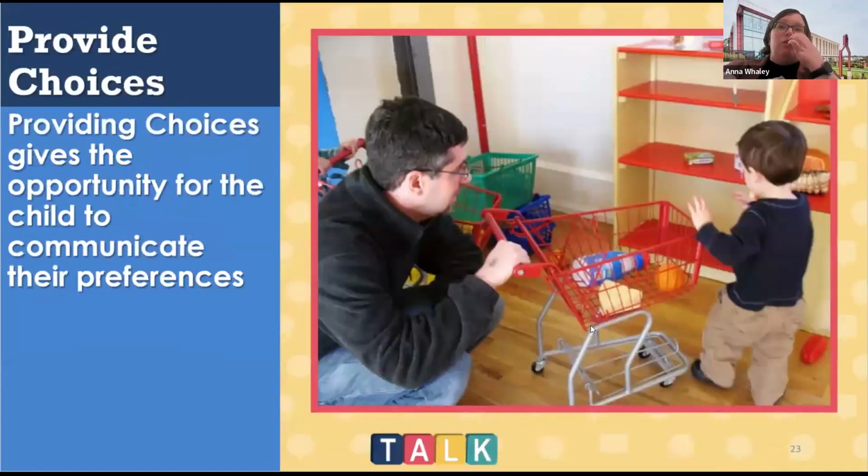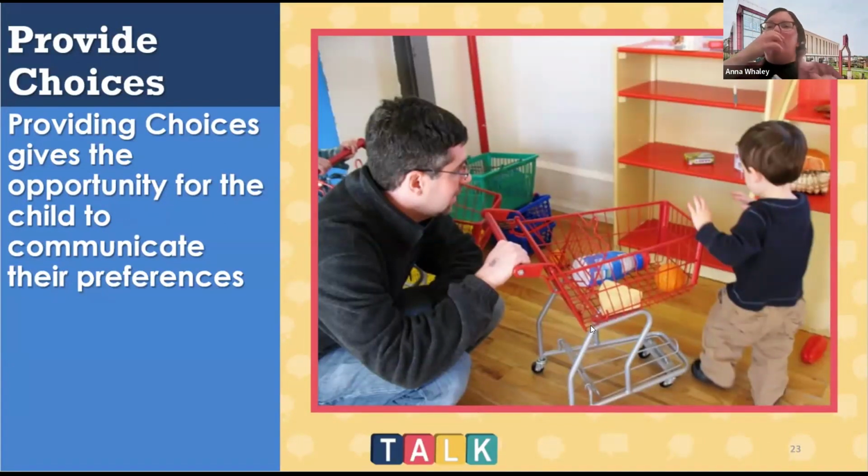The last strategy I'll talk about is providing choices. It gives the opportunity for the child to communicate their preferences. The way we define that is that it's not asking a question like, what do you want to do? What do you want to play with? That's an open-ended question. Providing choice is, do you want a banana or an orange?